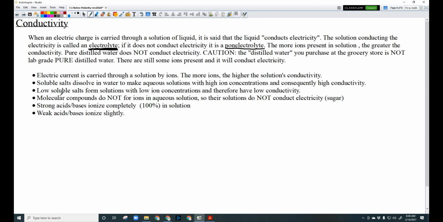Strong bases and strong acids ionize completely, which means that they split apart 100% in solution. So strong acids and strong bases are strong electrolytes, and weak acids and weak bases only ionize slightly, so they'll make weak electrolytes.